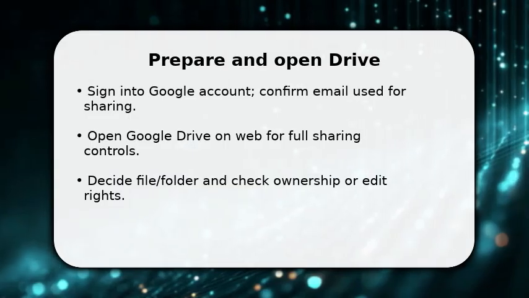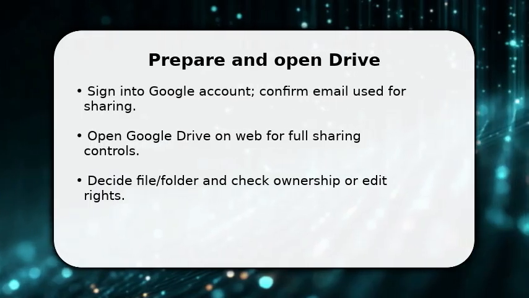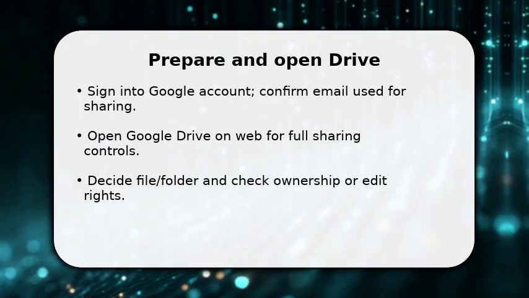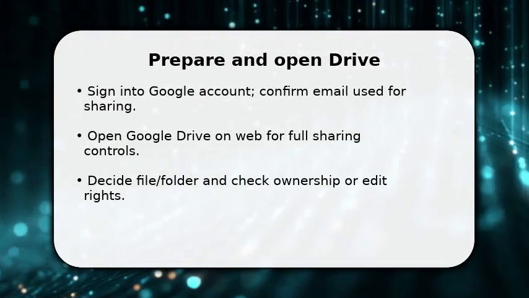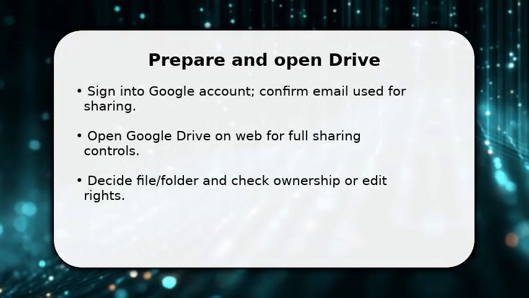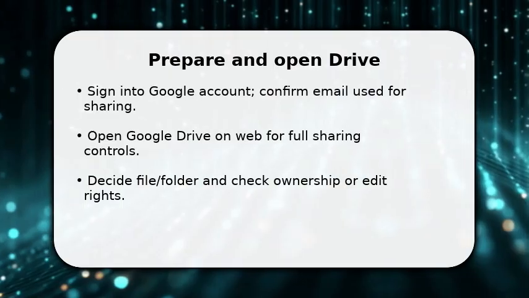You start by signing into the Google account that owns or edits the item. Once signed in, open Google Drive in your browser because the web interface exposes the full link and permission controls. Make sure you pick the correct file or folder and verify ownership or edit rights. This prevents broken links later.